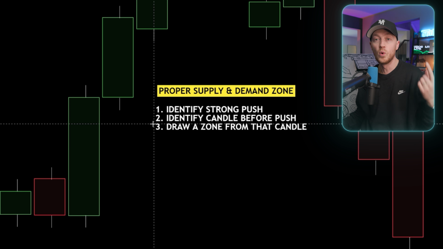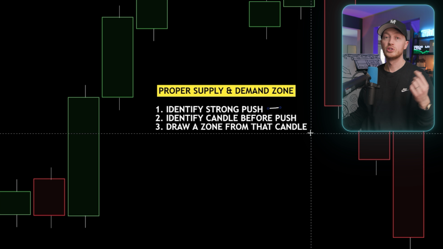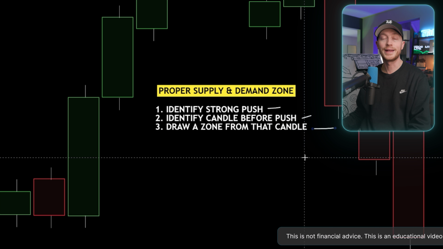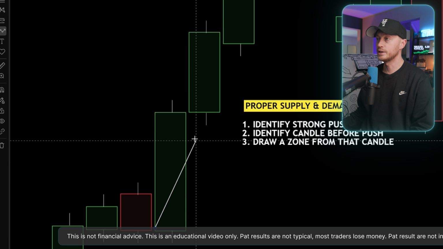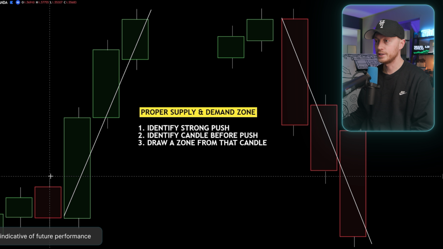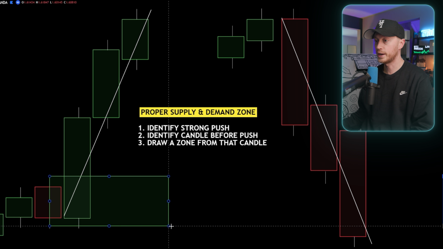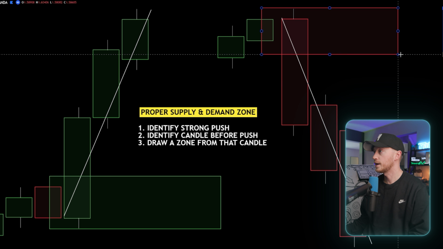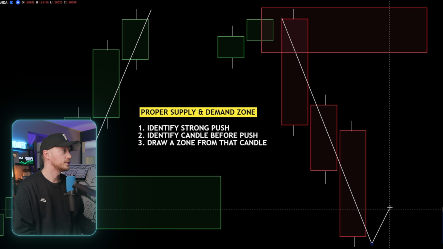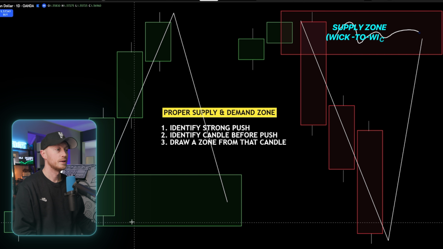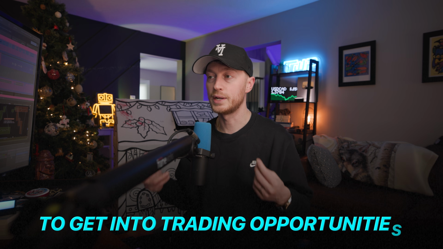So what am I always looking for in a proper supply and demand zone? One, I want to identify a strong push. Two, I want to identify the candle before the push. And three, I want to draw a zone from that candle. Sounds simple enough. You can see right here, we get that huge push up. And right here, we get that huge push down. So then I'm drawing a demand zone off of this candle right here, wick to wick, pulling that across. And for my supply, wick to wick and pulling that across. Then I'm simply waiting for this price to come back to that level, and this price to come down to this level, my supply and my demand, to get into trading opportunities.